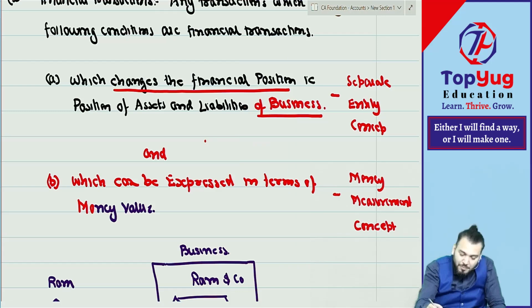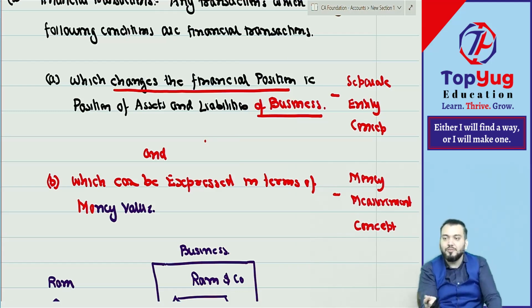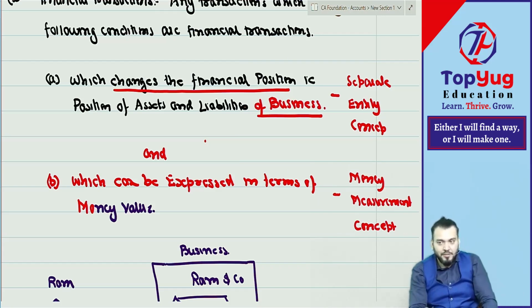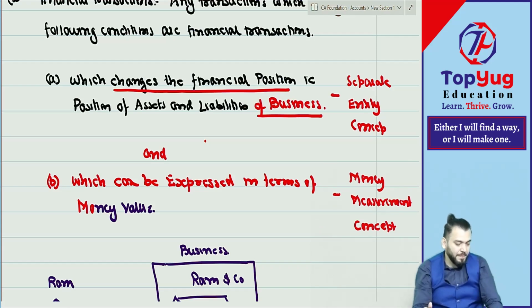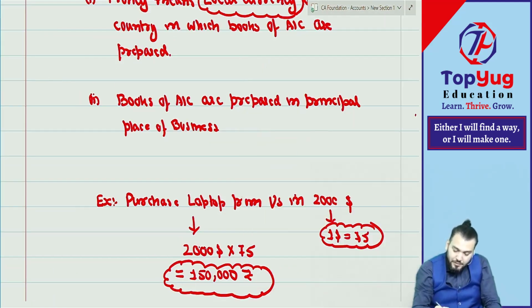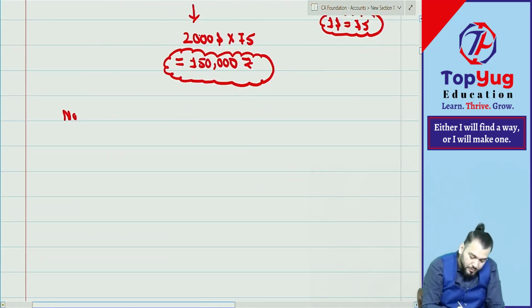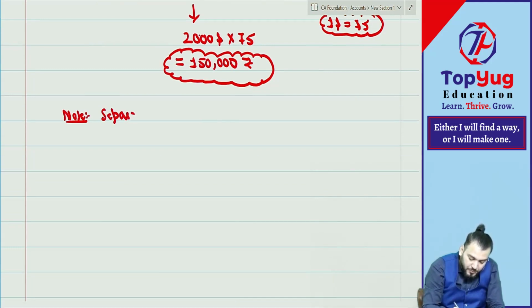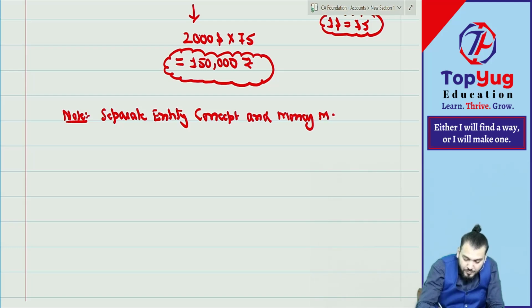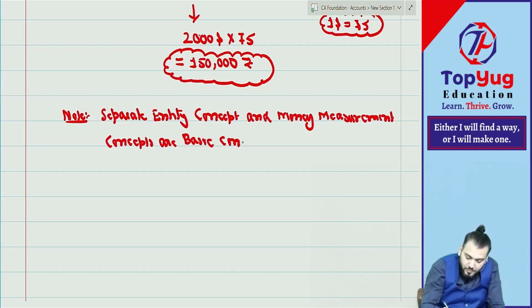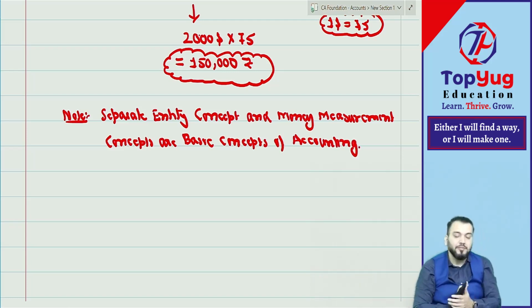Have you understood this point? You have written this thing? Write down, everything I will say. So can I conclude that separate entity concept and money measurement concepts are basic concepts of accounting? Basic concept of accounting. Correct?